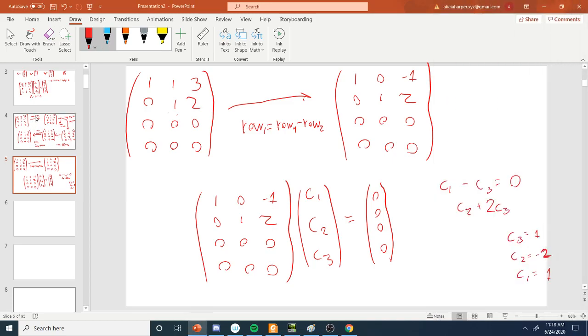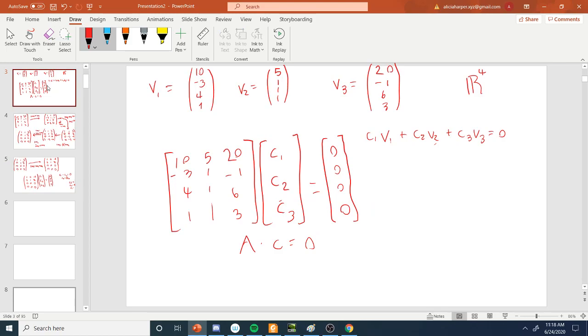So this gives us the following relation between these vectors. 1 times v1 minus 2 times v2 plus 1 times v3 is equal to 0. And you can see the truth of this relation.